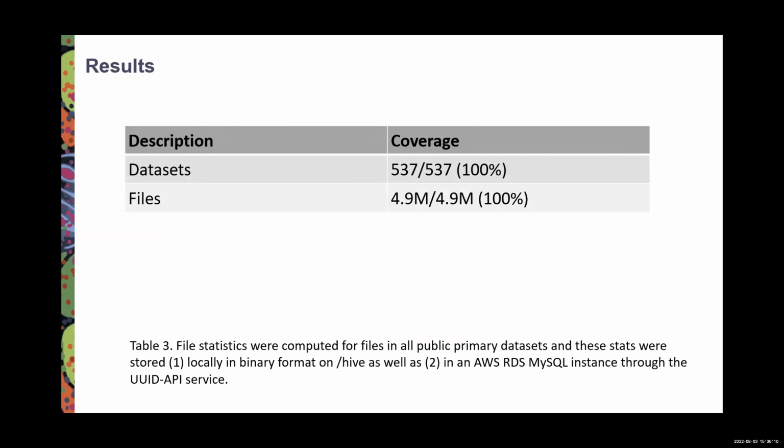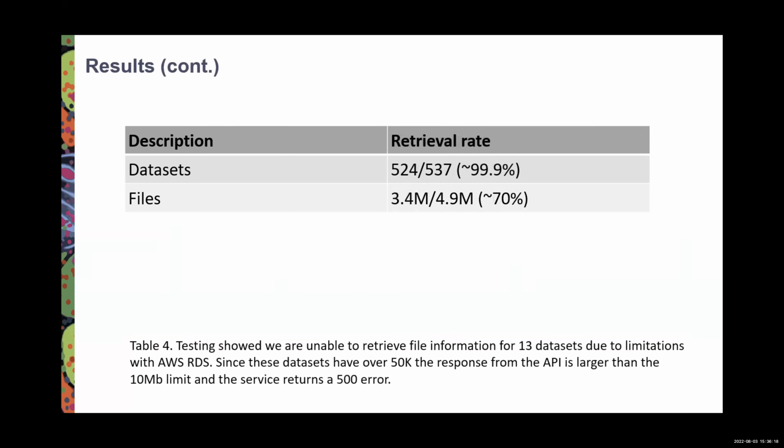These are the results. We were able to cover all of the data sets and the files in the data sets. However, when we tried to retrieve the data sets from the database using the UUID API, we weren't able to retrieve all of them because it took a long time and the process stopped right in the middle. So these are the retrieval rates that we were able to achieve. Okay, that's it.